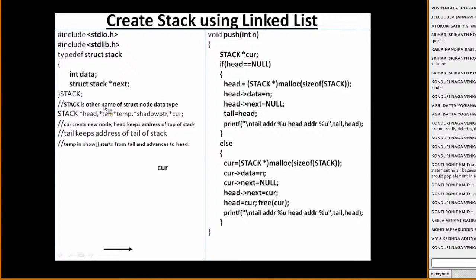Like int x, I say stack pointer head means what? Struct stack pointer head. So here, if you see, I'm using the capital Stack, that much of memory size gets allocated using the malloc function. As I told you yesterday also, malloc function always returns a void pointer. That particular void pointer, you're typecasting it to stack data type, right? Because head is a pointer of stack type, therefore we have to typecast this void pointer to stack pointer. And then only the assignment will be correct.